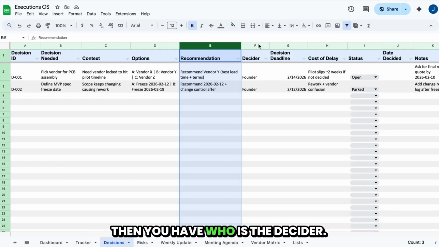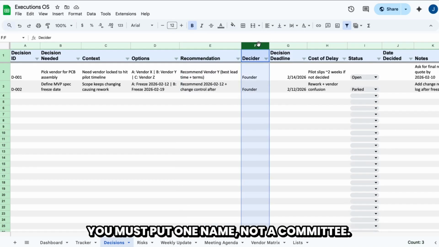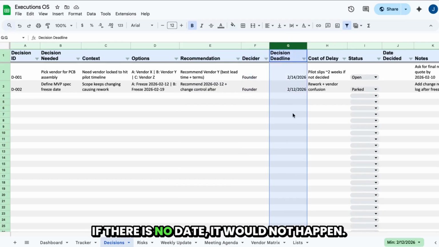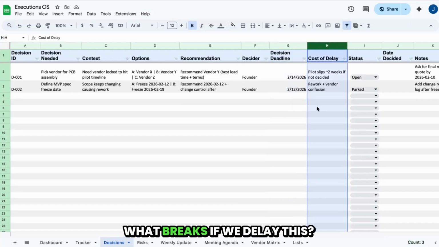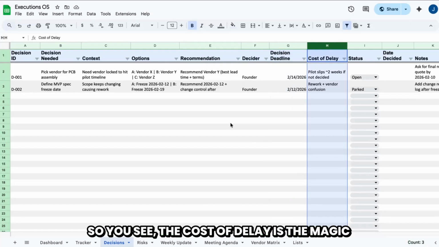Then you have who is the decider. You must put one name, not a committee. Then you have the decision deadline. If there's no date, it would not happen. Believe me. Cost of delay: what breaks if we delay this? So you see, the cost of delay is the magic column. It creates urgency without drama.